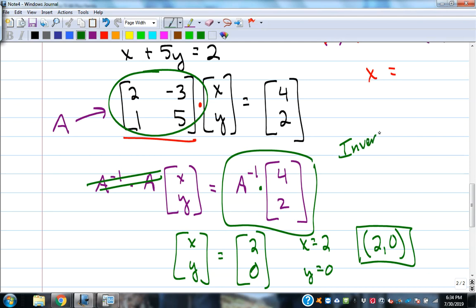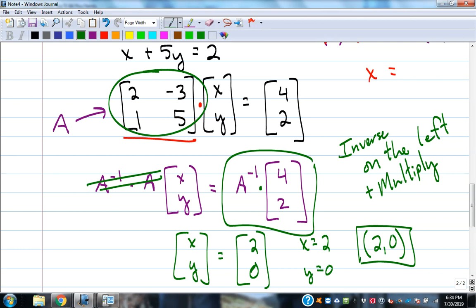Inverse on the left and multiply. That's what you need to know for that one question that seems to always come up on the final: the inverse is on the left and you multiply times the solutions on the right, and that's how the setup goes. So it's not necessarily the best way to solve one, but it definitely can help.